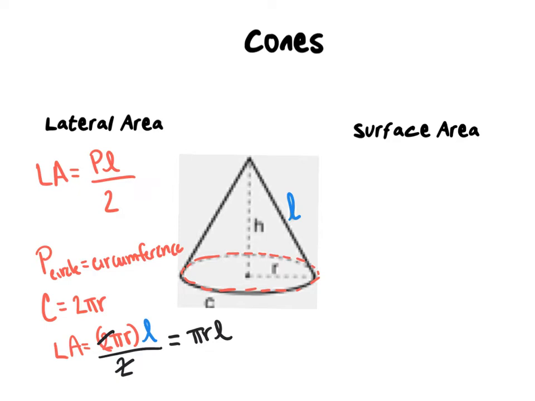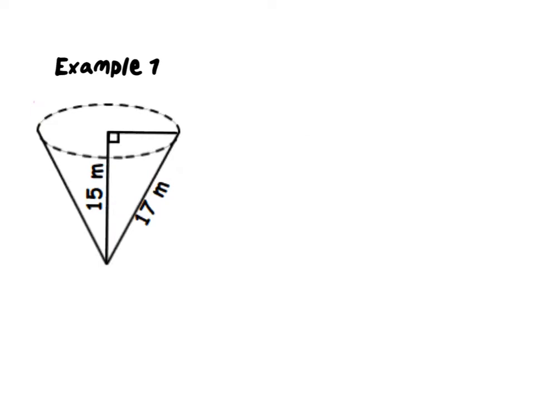So if I know the radius of the circle at the bottom of the base and the slant height of the cone itself, L, I can find the lateral area. So let's do this example and find the lateral area. And again, remember, the lateral area is equal to pi r L. So if we know the radius and if we know the slant height, we can go ahead and plug into the formula.